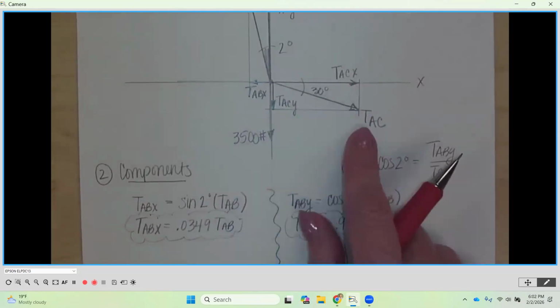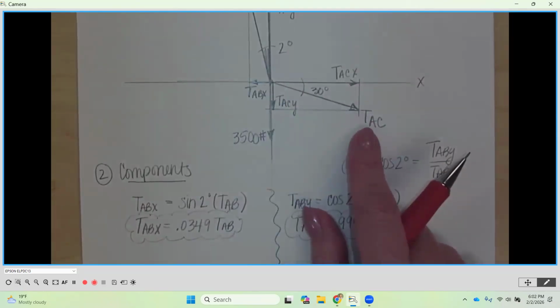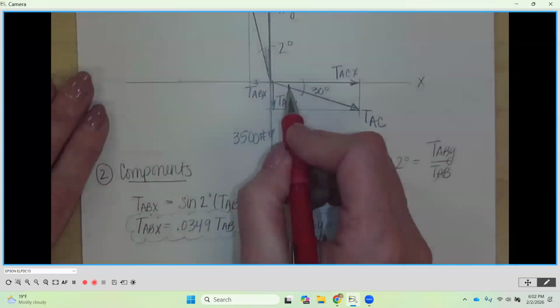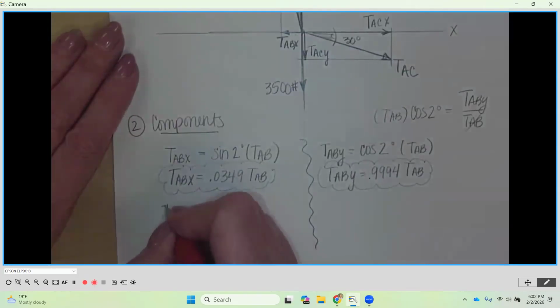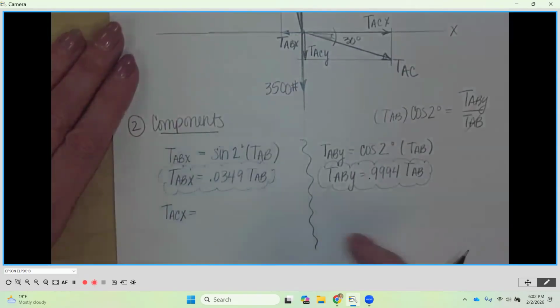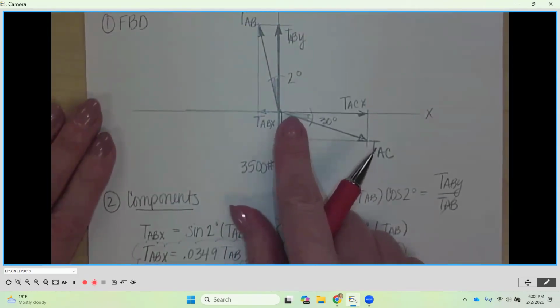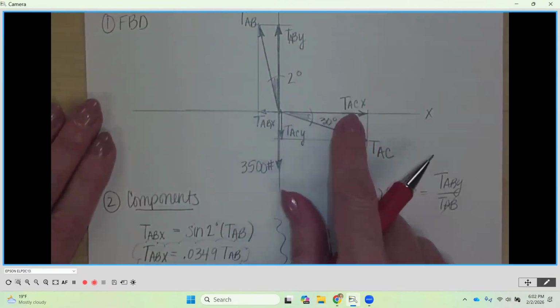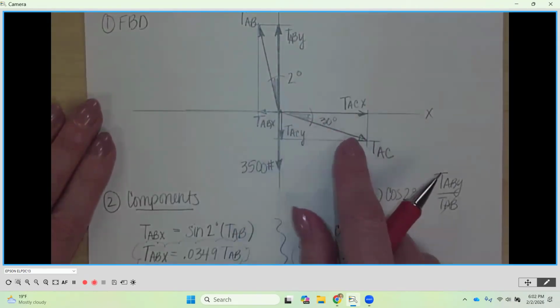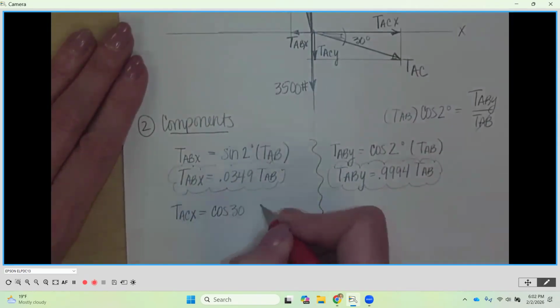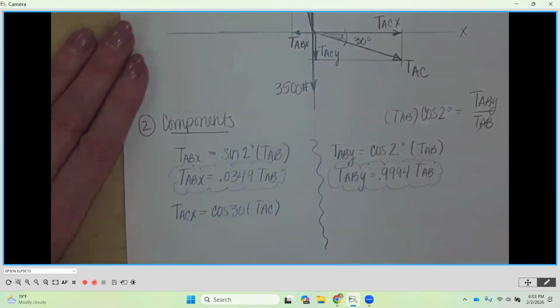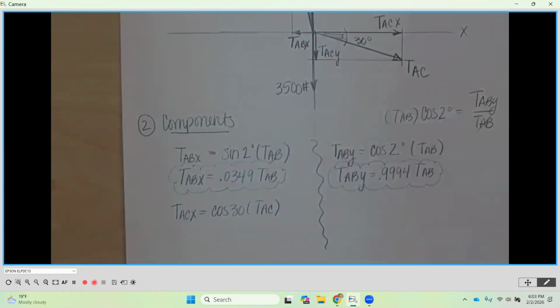We've got to do the X and Y components for our TAC. All right. This time our 30 degrees is in this position. So if I want to do my TACX, that is going to be this time the side adjacent to our 30 degrees in terms of its hypotenuse. So this is going to be the cosine of 30 degrees times TAC. 30 cosine, what do we get for a decimal equivalent?